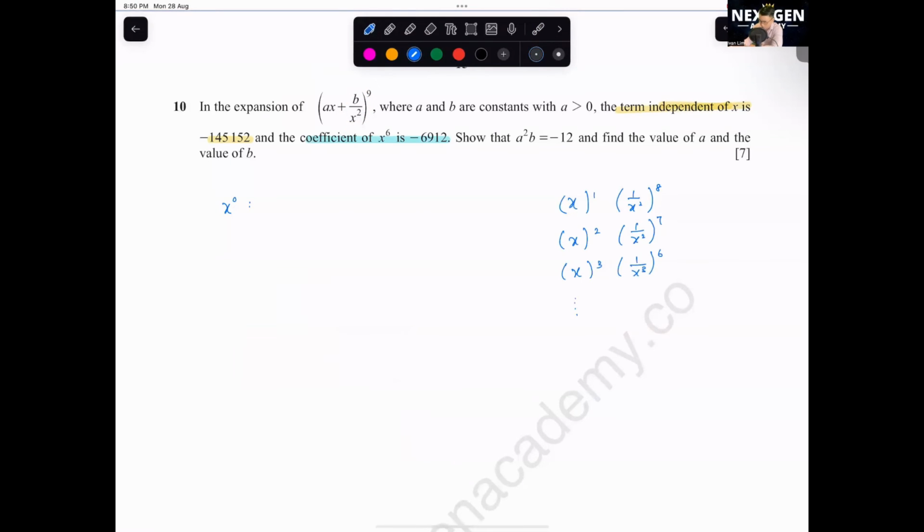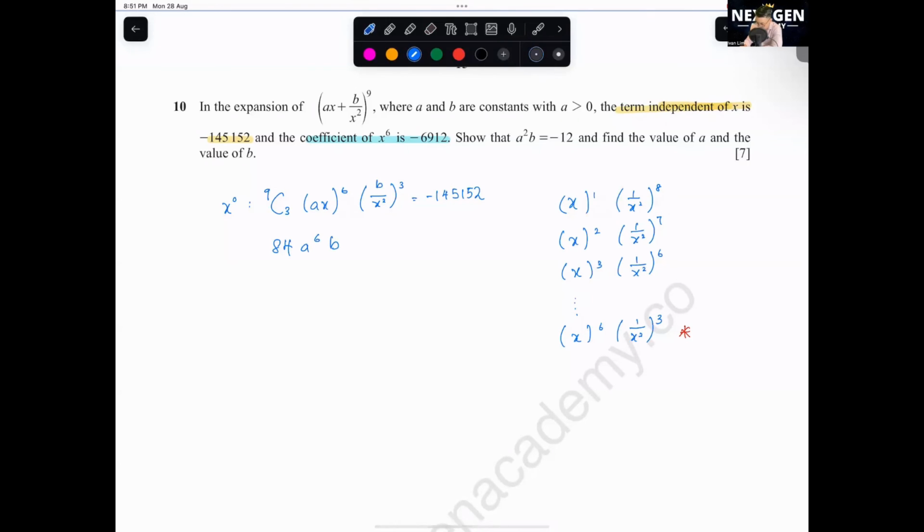So I just straight away write the answer, which is x to the power 6 and 1 over x squared to the power 3. When I expand, this one will be x to the power 6 and this one will be 1 over x to the power 6, which will cancel off. So this is what I want for the first one. This is how I will write 9C3 (ax)^6 times (b over x squared)^3, which will give me negative 145,152. We expand this, you will get 84 a to the power 6.